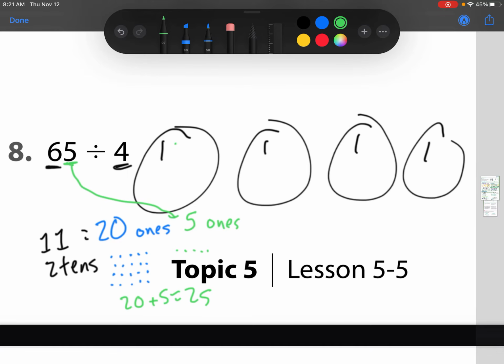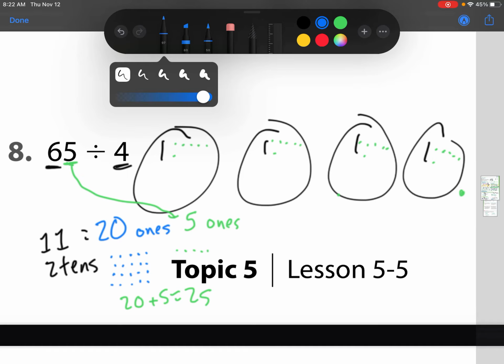So let's begin. 1, 2, 3, 4, 5, 6, 7, 8, 9, 10, 11, 12, 13, 14, 15, 16, 17, 18, 19, 20, 21, 22, 23, 24, 25. So what's our answer? Well, let's check it. We have what?